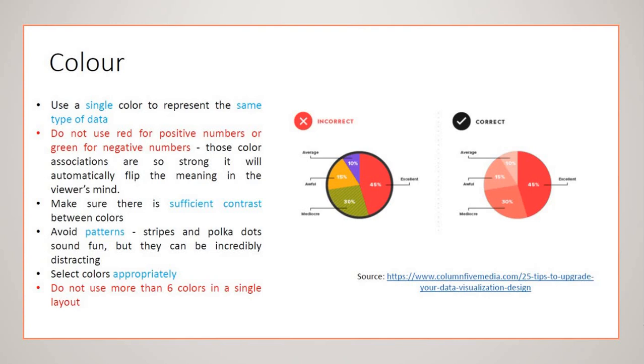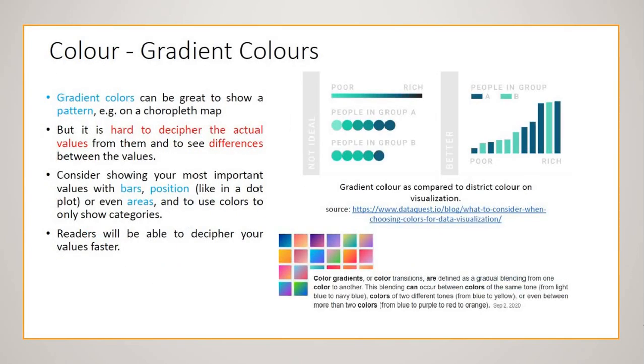Select colour appropriately. Do not use more than 6 colours in single layout. Jangan terlalu macam rainbow lah. Kemudian, okay, how we can also use gradient colours. Gradient colours can be great to show a pattern. Untuk menunjukkan pattern tertentu. For example, on choropleth map, but it is hard to decipher the actual values from them and to see differences between the values.